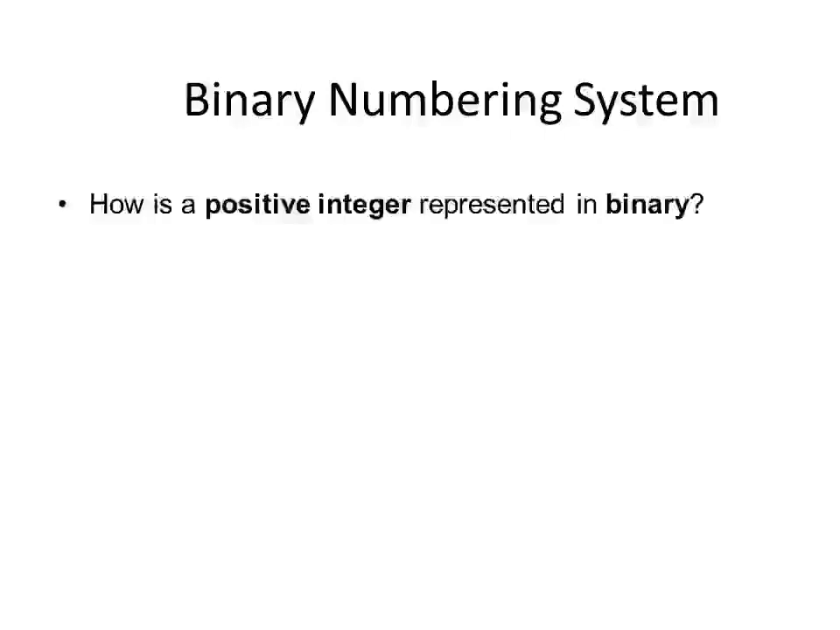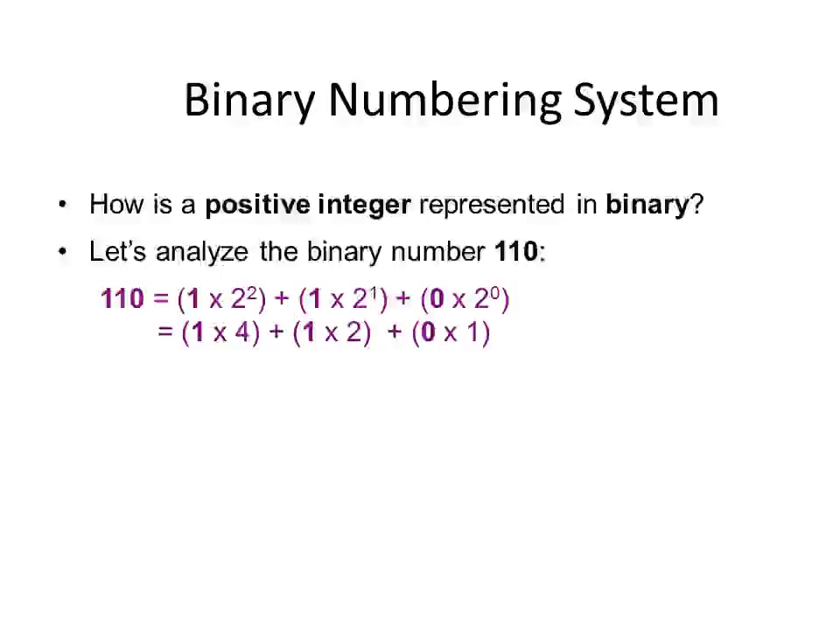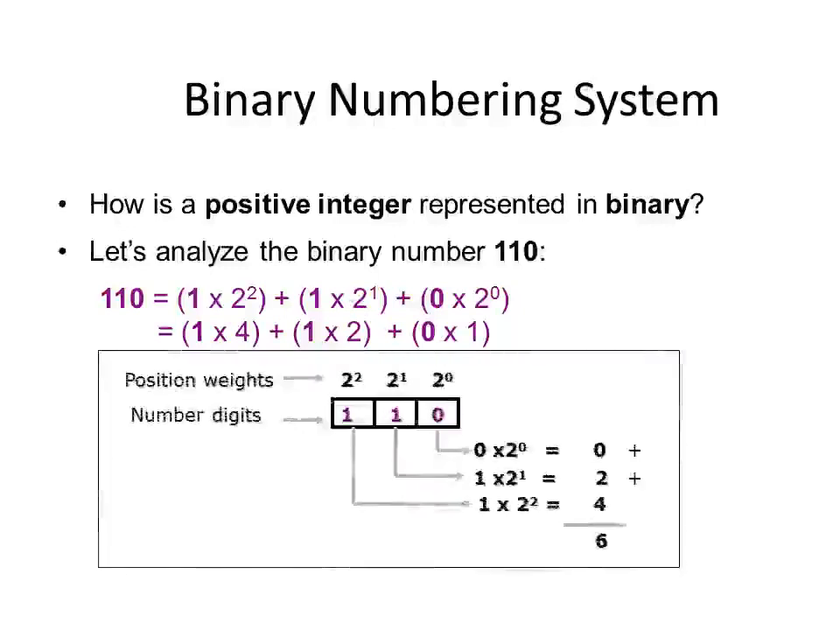How is a positive integer represented in binary? For example, 110 is written as 1 into 2 to the power 2, 1 into 2 to the power 1, 0 into 2 to the power 0. In this way, finally it comes as 0 plus 2 plus 4, that is 6. The digits are multiplied by the position weights. 0 into 2 to the power 0 is 0. Then 1 into 2 to the power 1 is equal to 2. 1 into 2 to the power 2 is 4. Now all this is added and it becomes 6.